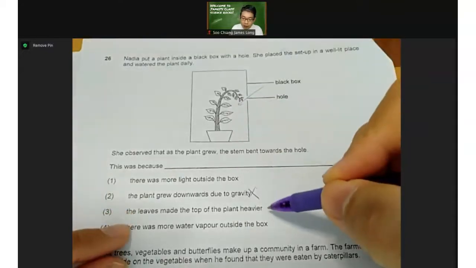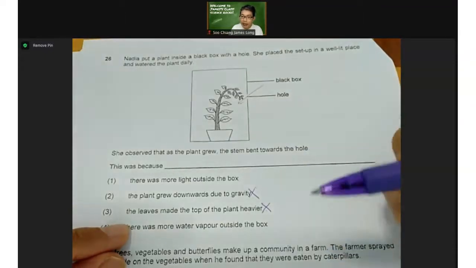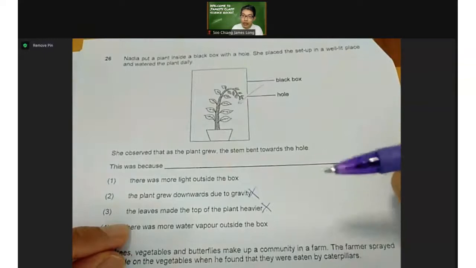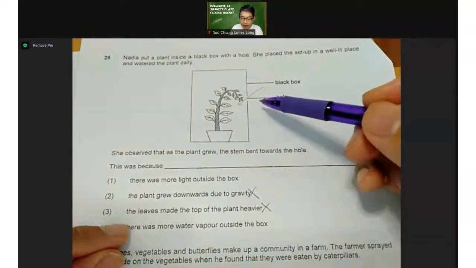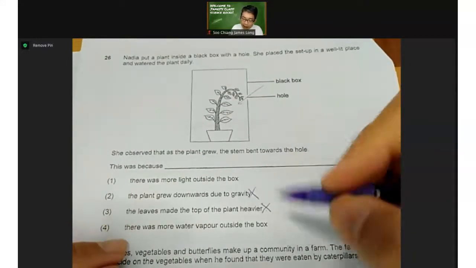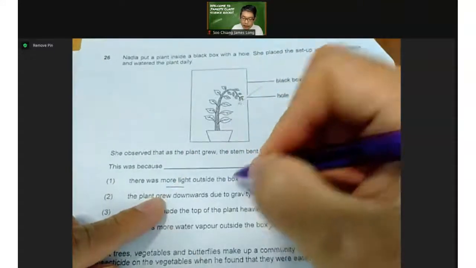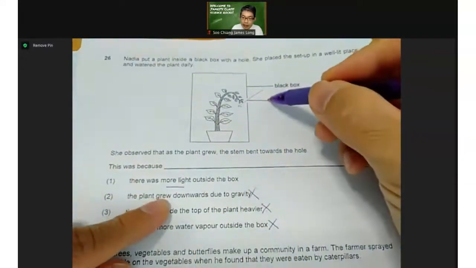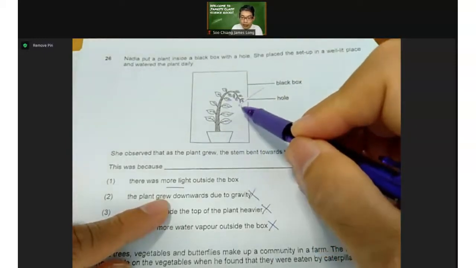Now, water made the top part of the plant heavier. Again, it's not linked to the concept. Remember, the concept here is about living things responding to changes. And this particular living thing is a plant, it responds to light. More water vapor, again, not linked to that concept. Clearly, this is the concept that's linked to this. Because light is outside and the plant craves for light, it will grow towards the light source.